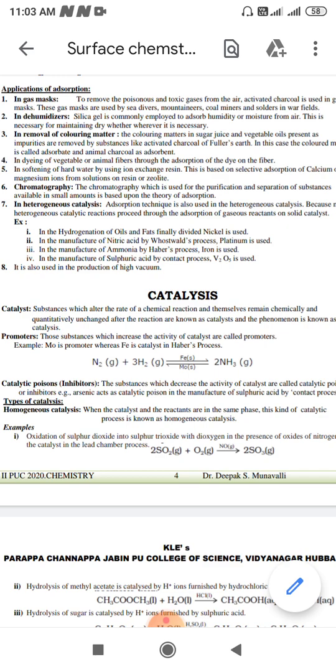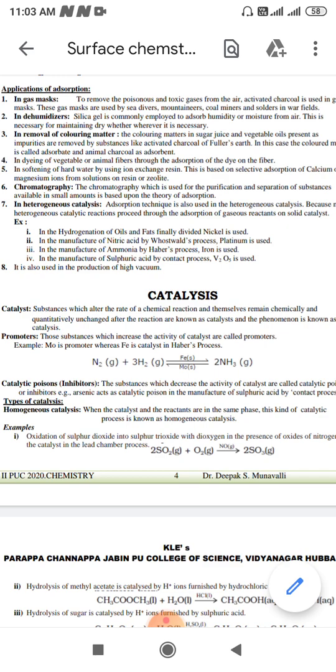So the three terms we have studied are catalyst, promoters, and catalytic poison or inhibitors. The next one is types of catalysis. There are two types of catalysis: homogeneous and heterogeneous. As you know these terms, homogeneous mixture, you studied in the first year. Similarly, in homogeneous catalysis, both reactants and catalyst are in the same physical state.